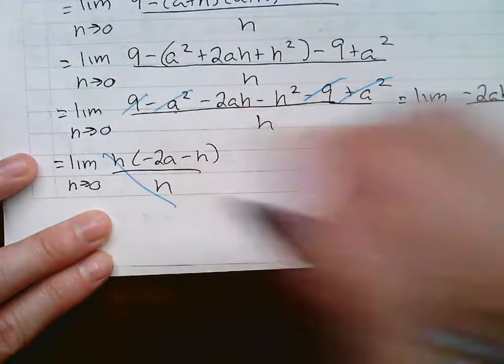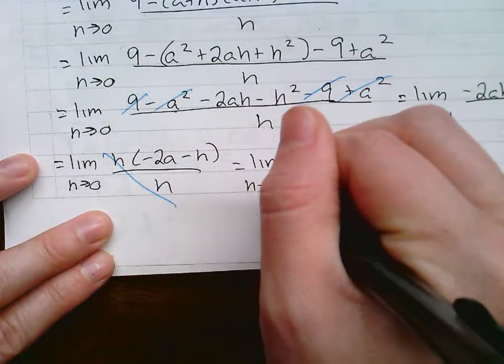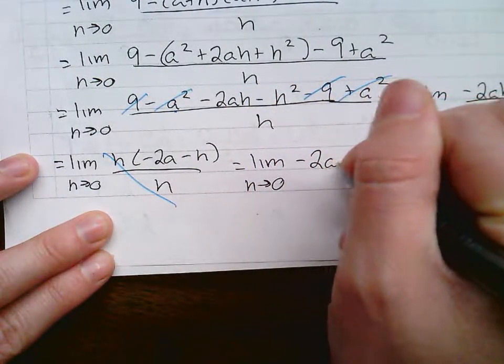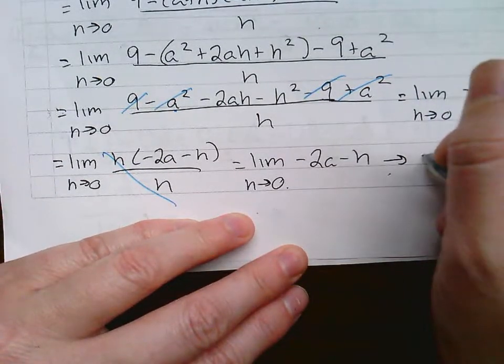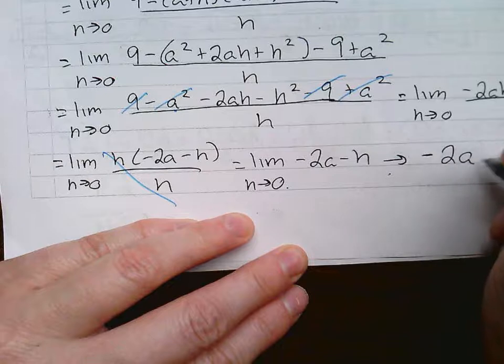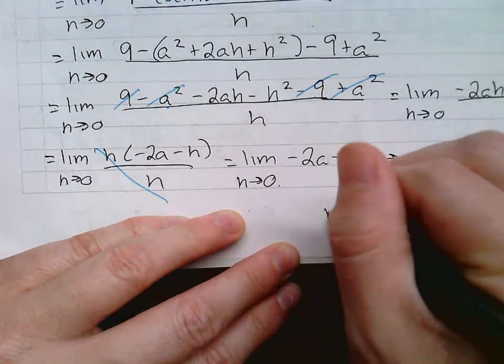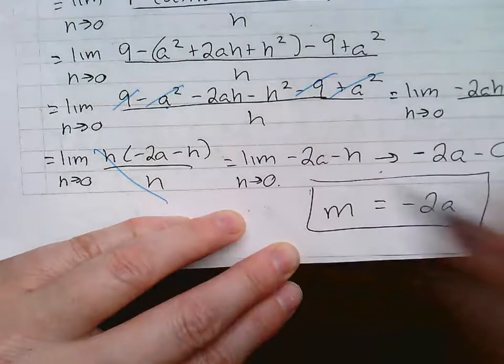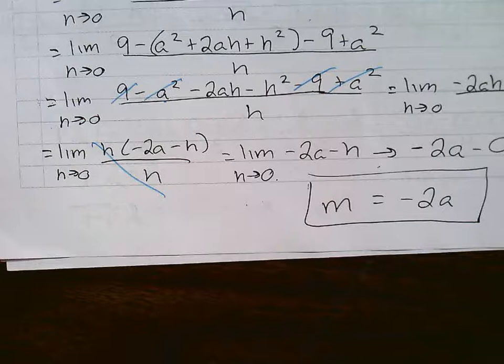That's gone. So you have the limit as h approaches 0 of negative 2a minus h. Evaluate at 0, so you get negative 2a minus 0, which is negative 2a. That's your slope at x equals a. Okay.